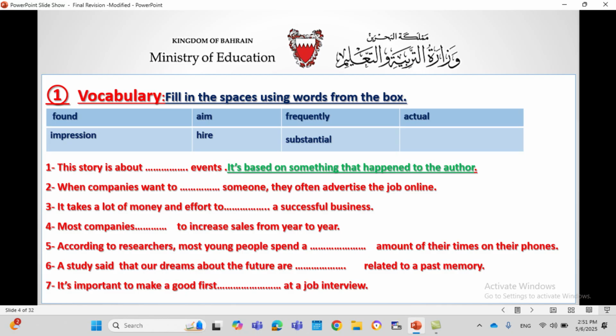We have also the verb hire, and hire here, because it has another meaning, means to employ. Then we have the adjective substantial, and substantial means large in size or number. So we say substantial quantity, substantial number, which means large either in size or number.